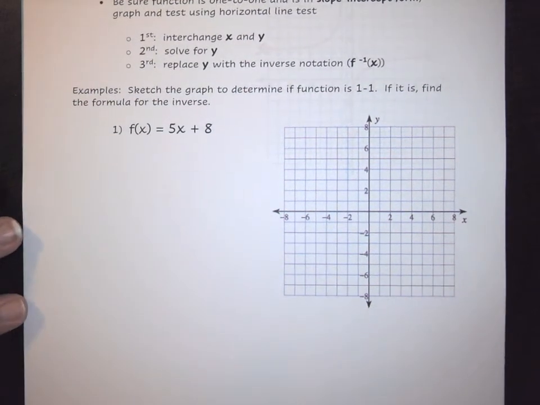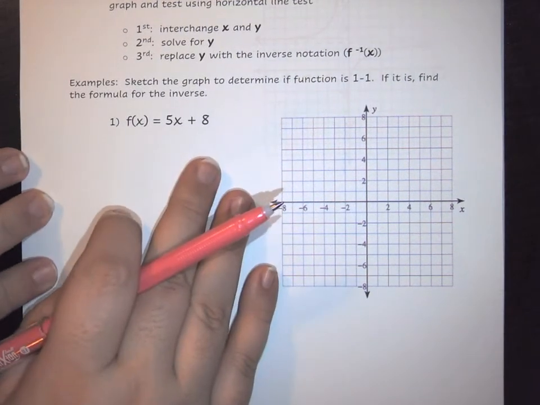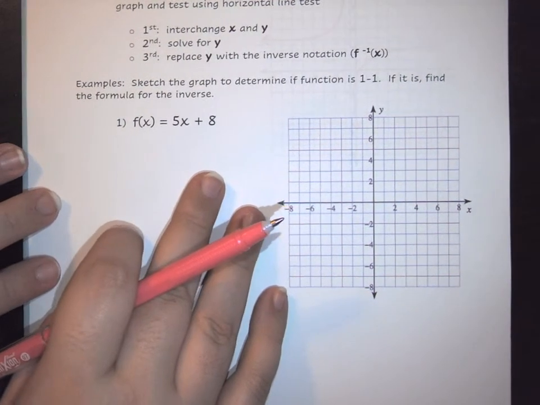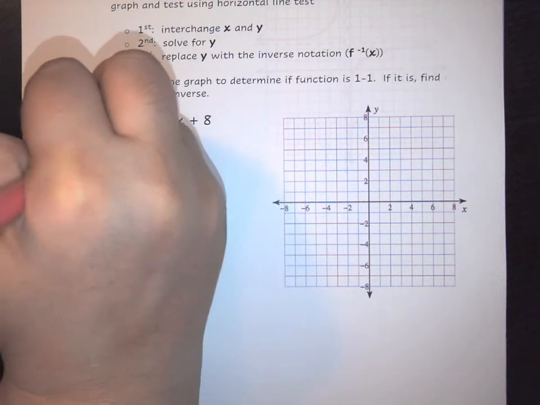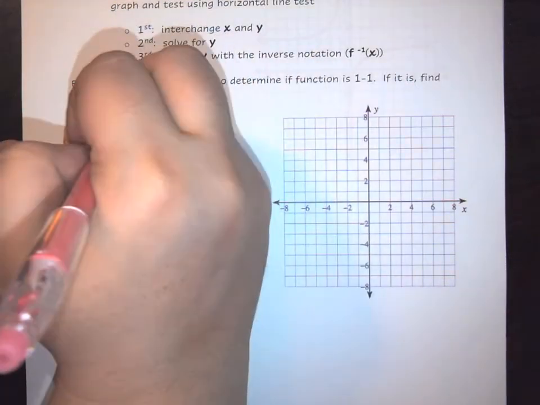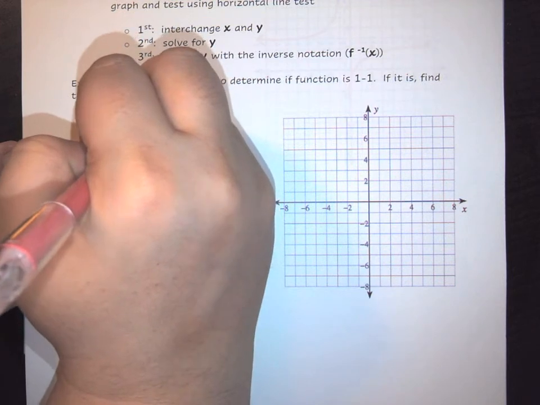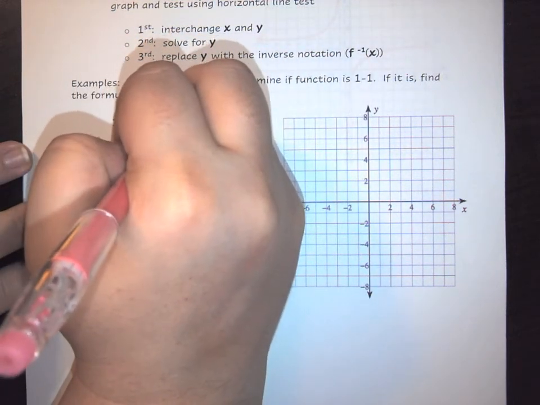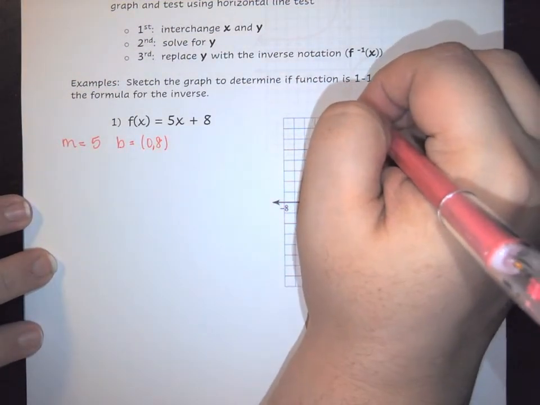So first and foremost, we need to sketch this graph in order to determine if it's one-to-one. Since this is in slope-intercept form, I'm going to go ahead and use slope-intercept form in order to sketch my graph. So in this case, I know that my slope is going to be 5, and I know my y-intercept is going to be the point (0, 8). So I'm going to go ahead and graph that. So I have the point (0, 8) here.